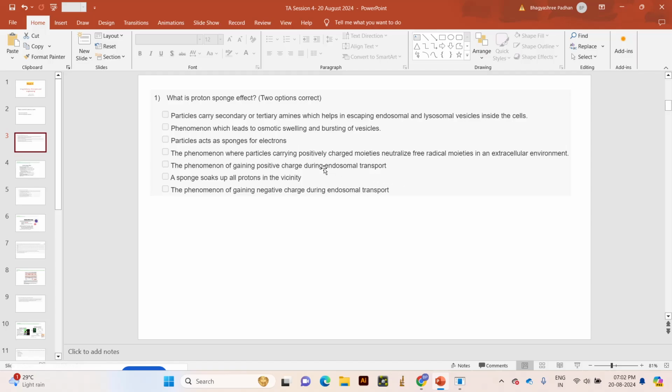Okay, it's not gaining positive charge during endosomal transport. It is gaining positive charge, but your target is not endosomal transport. Your target is basically coming out of this. Somewhat it is right, the phenomenon of gaining positive charge, but it's more often the buffering of the endosomes and bursting of the endosomal vesicles and coming out of it.